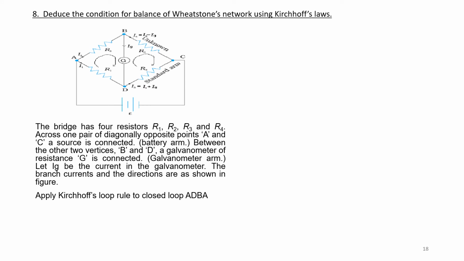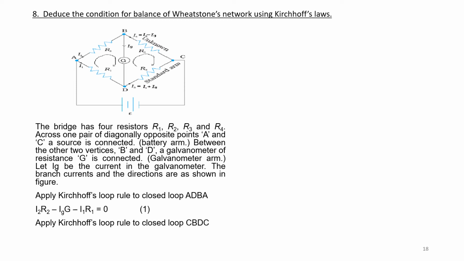Apply Kirchhoff's loop rule for loop A, D, B, A. You start from here and write the equation: I2 R2 minus Ig Rg minus I1 R1 equals 0. This is equation number 1.